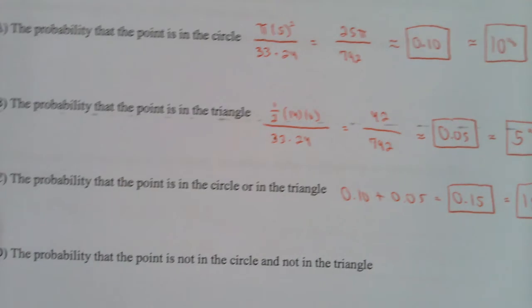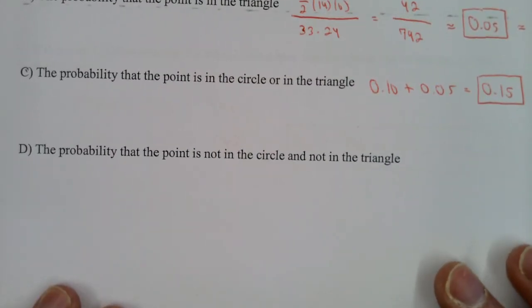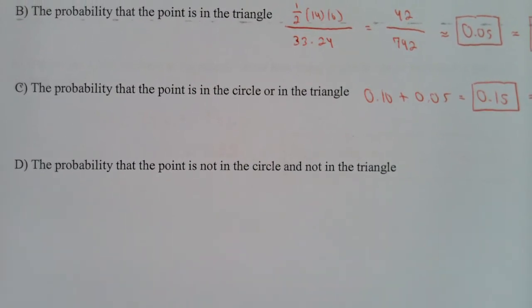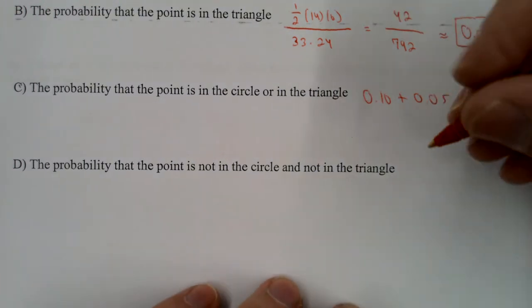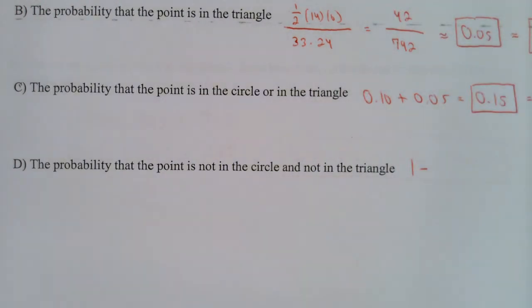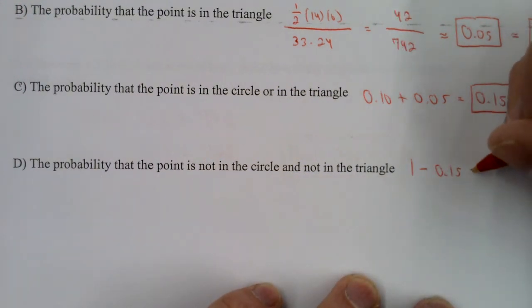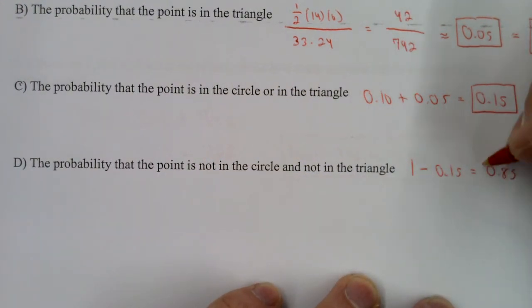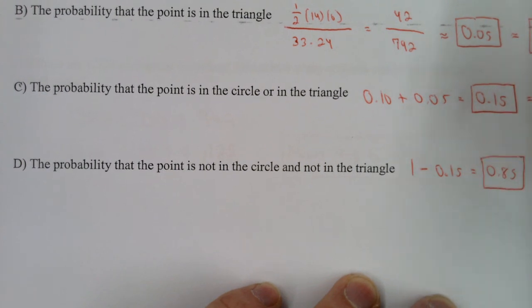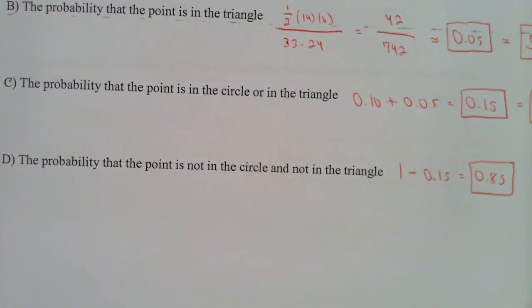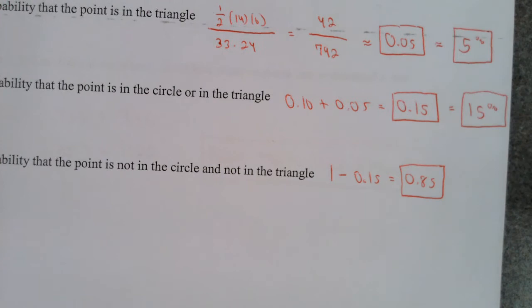Part D, what's the probability that the point is not in the circle and not in the triangle? So what you're going to do is 1 minus the answer from part C, because part C and part D are opposites, they're inverses. They add up to 100% or they add up to 1. Okay, so I'm going to do 1 minus 0.15. It equals 0.85. Again, let's put it as a percentage. Let's say 85%.